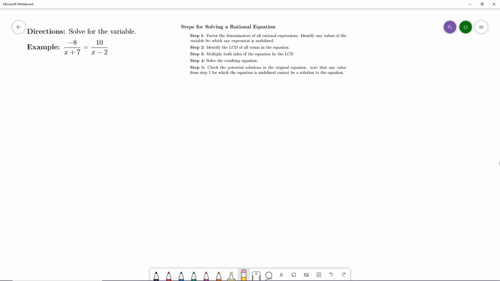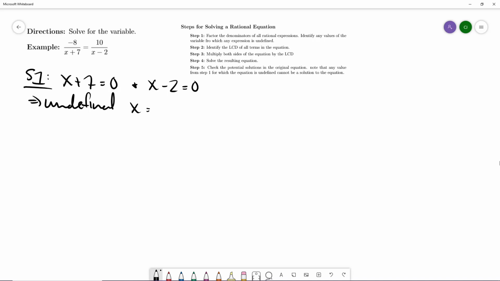expression is undefined. So for step one, let me get my pen. For step one, we want to see when this is undefined. When is a fraction undefined? It is undefined when the denominator is 0. So it's undefined when x plus 7 is equal to 0 and when x minus 2 is equal to 0. So we solve for that, where it's undefined, when x is equal to negative 7 and 2. Right? So now step 2, we want to identify the LCD of all terms in the equation.